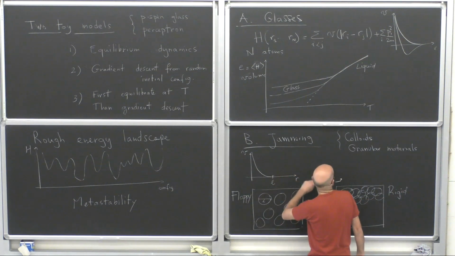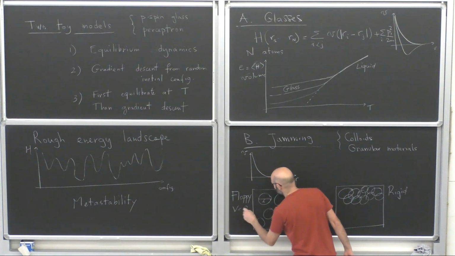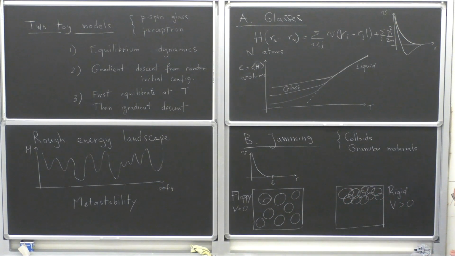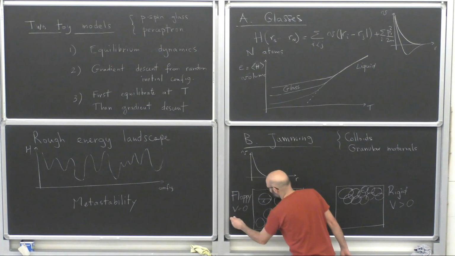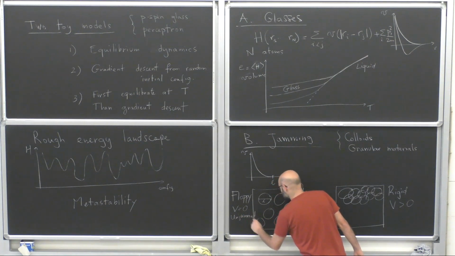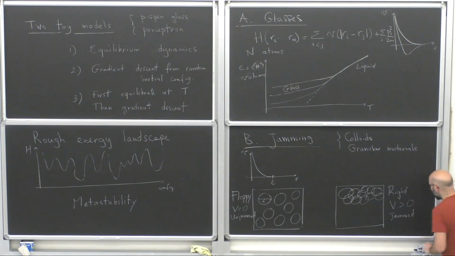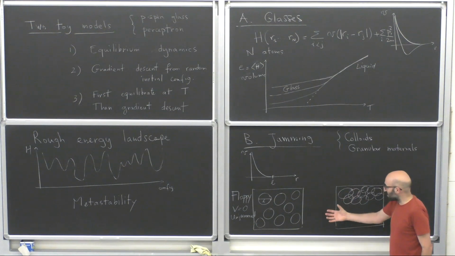And so here, let's say the potential energy is 0. Here the potential energy is positive. This is also called unjammed in the literature. And this is called jammed. But the reason I'm mentioning this is that you can think of this as a constraint satisfaction problem.